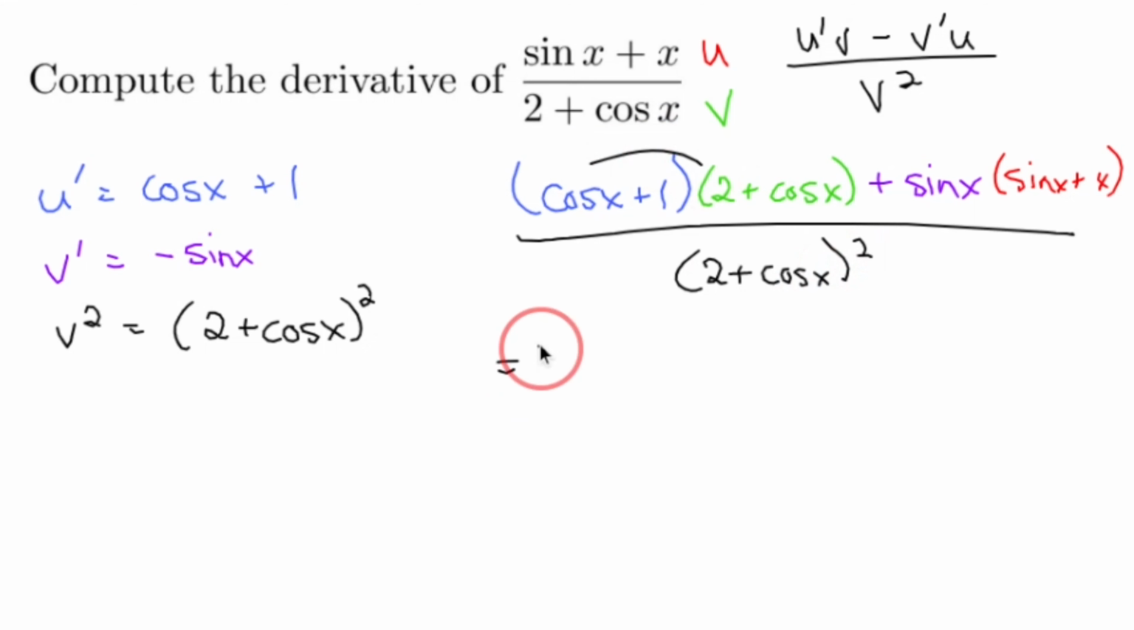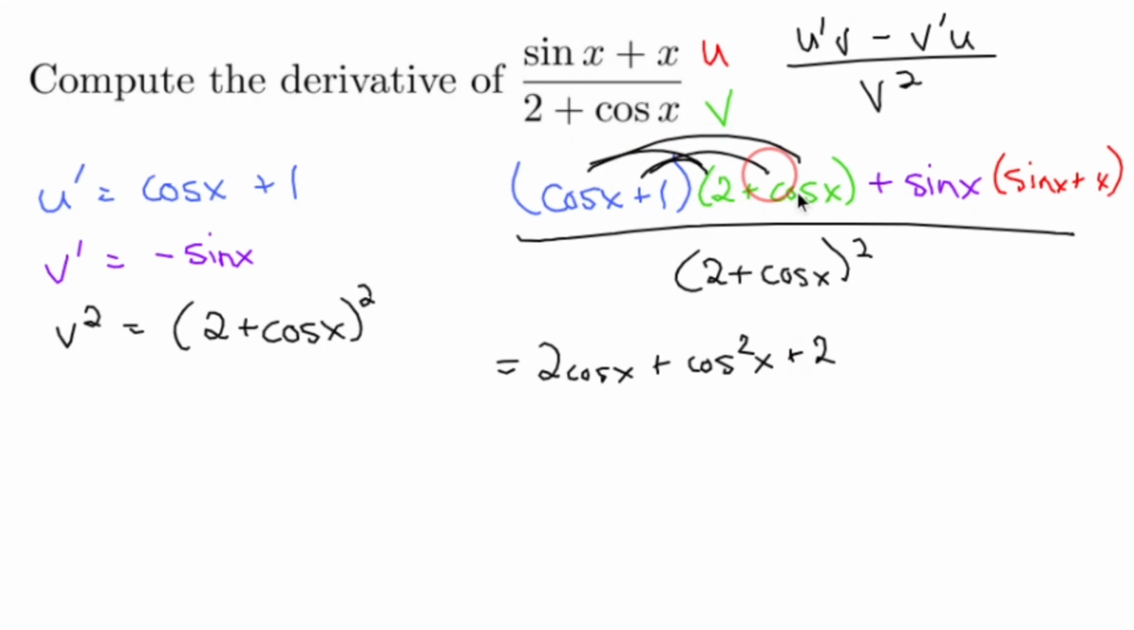Let's do some foiling, see what happens. 2 cos x plus cos squared x plus 2 plus cos x plus sine squared x plus x sine x. Ugh, looks sloppy, but I fit it in. Fun fact, cos squared x plus sine squared x is 1.